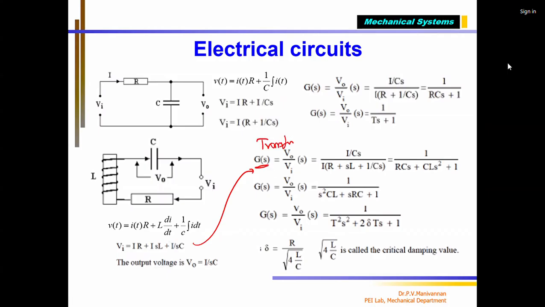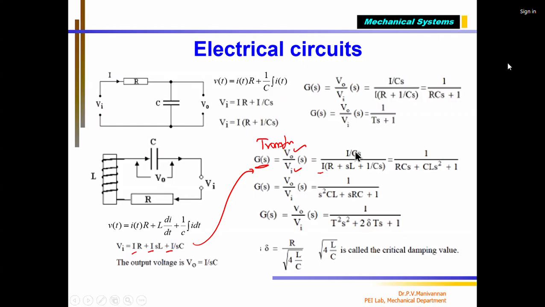Transfer function is G of S, which is nothing but output divided by input, equal to 1 divided by CS, divided by I into R plus S into L plus 1 by CS. Because we know that here you can see that everywhere I is common. That is nothing but the current flowing through the circuit. I pulled out, so that we have I outside, times R plus SL plus 1 by CS.